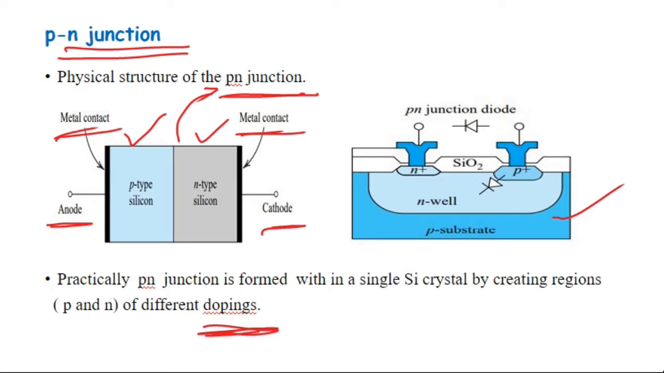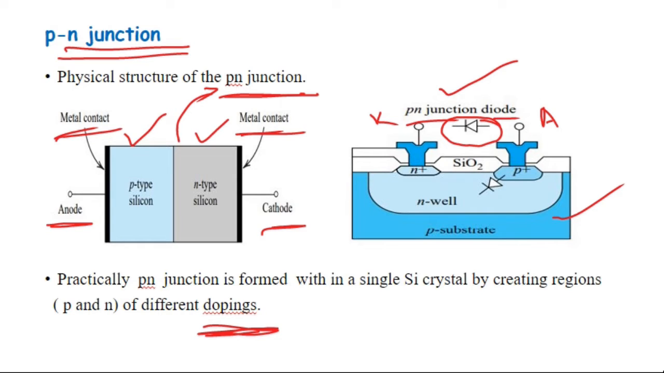So this is a single silicon crystal on which we are creating P-type and N-type semiconductors with the help of doping. And here you can also see two terminals. This side is the cathode and this side is the anode, and it represents a diode, which we will study in our next module. So it is also called a PN junction diode.